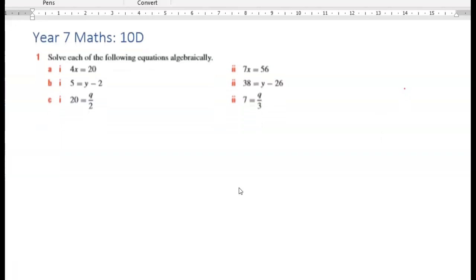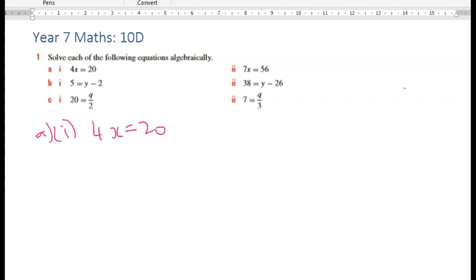So what we basically do is we need to get the pronumeral on its own. So we rearrange the equation. If we look at the first one, we've got 4x equals 20. So when you think about that, that's basically saying 4 times what gives you 20. Now you might be able to think in your head, oh, 4 times 5 equals 20, but eventually you're going to get to more complicated equations where you're not going to be able to just quickly do it in your head. So we do what we call the inverse operation.